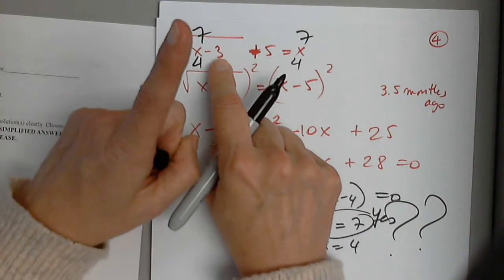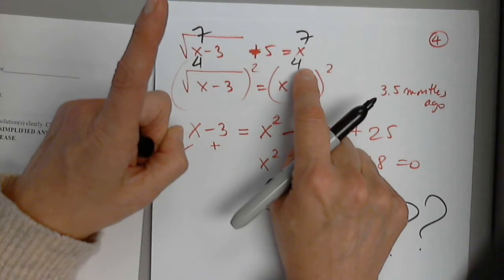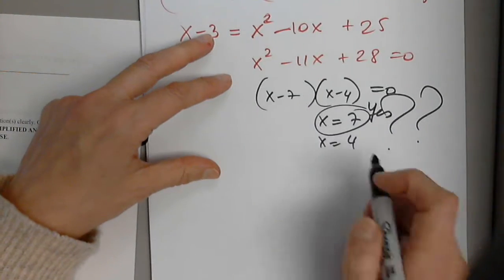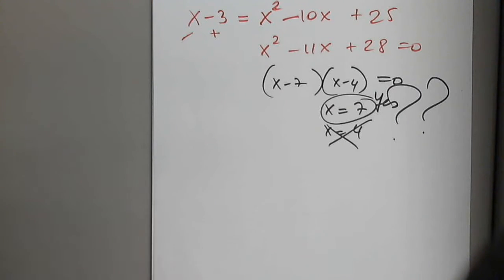4 minus 3 is 1. The square root of 1 is 1. Is 1 plus 5 equal to 4? No. Very good.